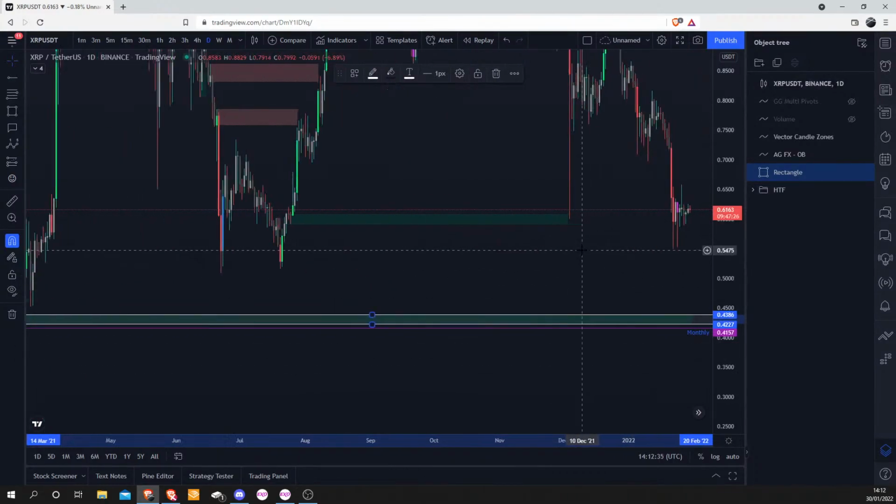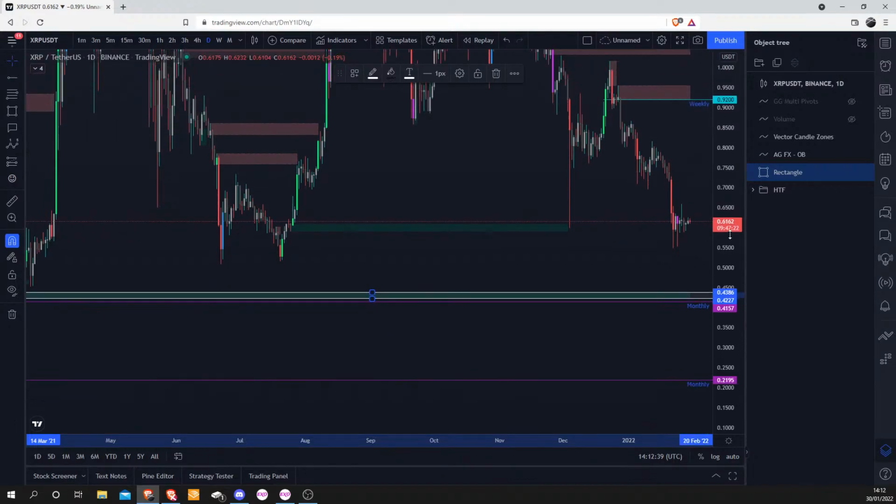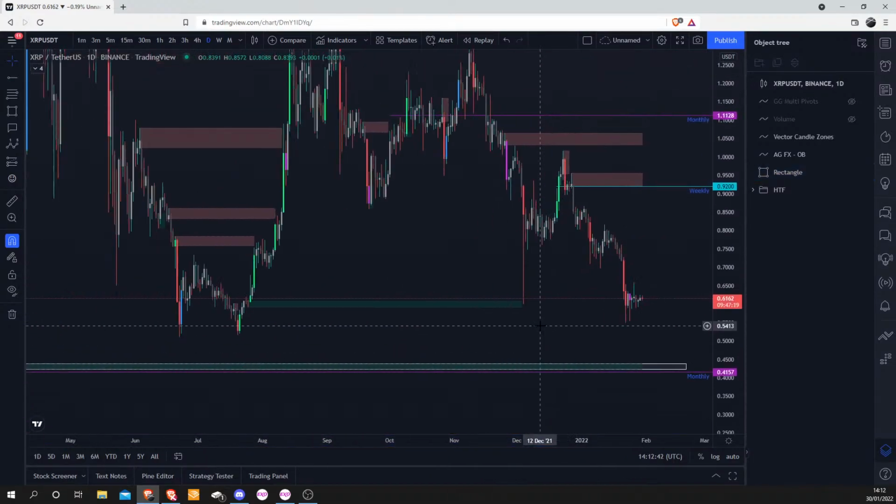We'll have that one. You can see that daily order block. Look how perfectly it stopped that drop. Yeah, it's just crazy.